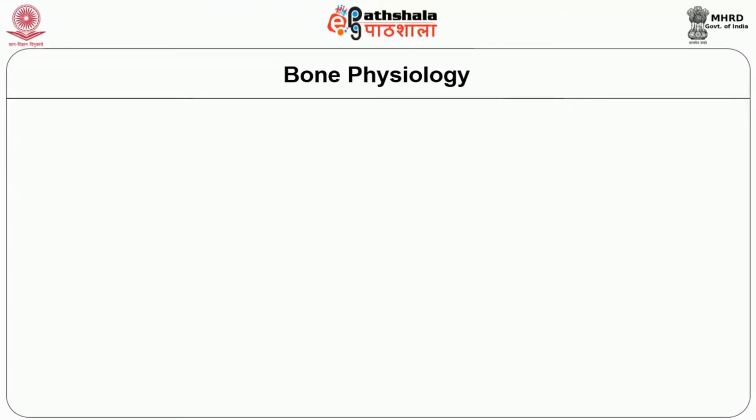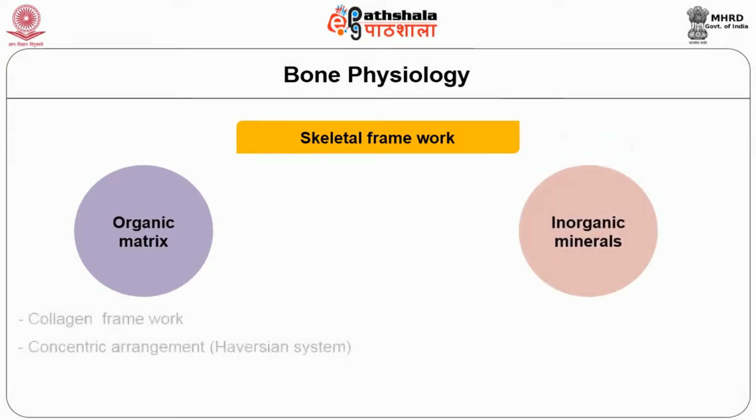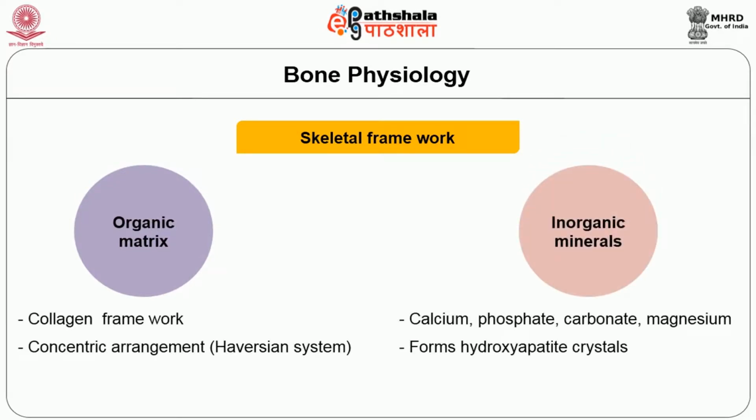We know that bone is nothing but the skeletal framework of the human body, and it is composed of organic matrix, which is also called osteoid, and inorganic minerals. The organic matrix is made up of type 1 collagen, which is arranged concentrically. This concentric arrangement of collagen tissue in the bone is called the Haversian system. The inorganic minerals are deposited in the organic matrix, and they are calcium, phosphate, carbonate, and magnesium, deposited in the form of hydroxyapatite crystals.